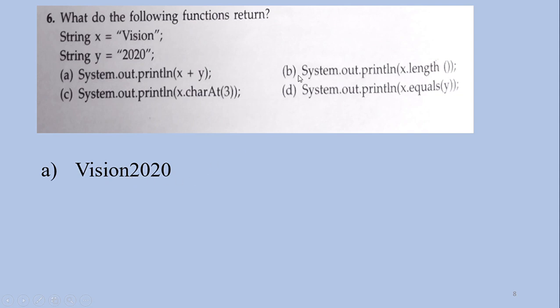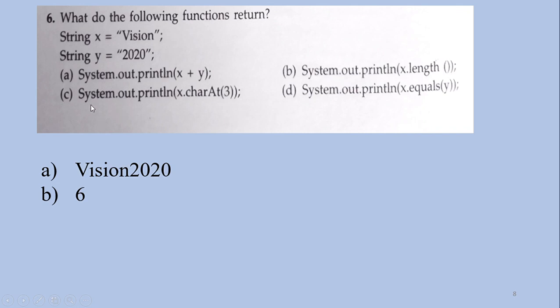Okay. The second question, System.out.println x.length. What is x here? x here is vision. In vision, how many letters do you have? V-I-S-I-O-N. So how many letters do you have? 6 letters. So what is the length of x? Length of x is 6. If I had asked what is y.length, what will be your answer? In y you have 2020. So what will be your answer? Answer will be 4. Clear? This is your second question.